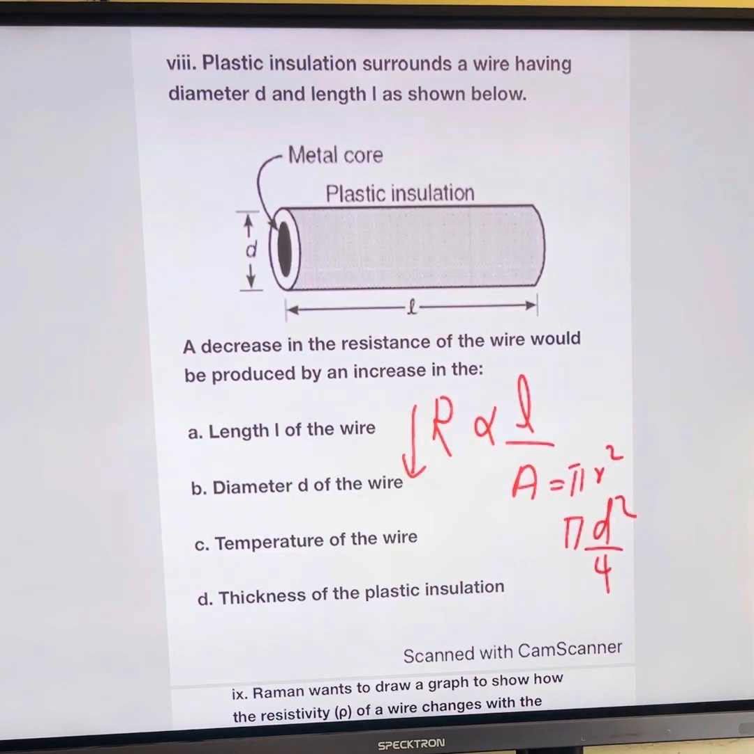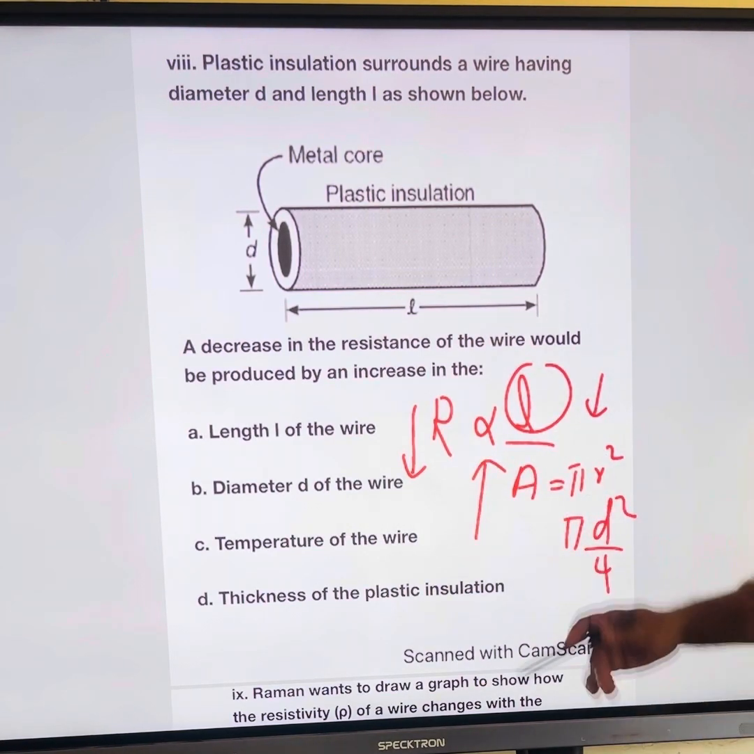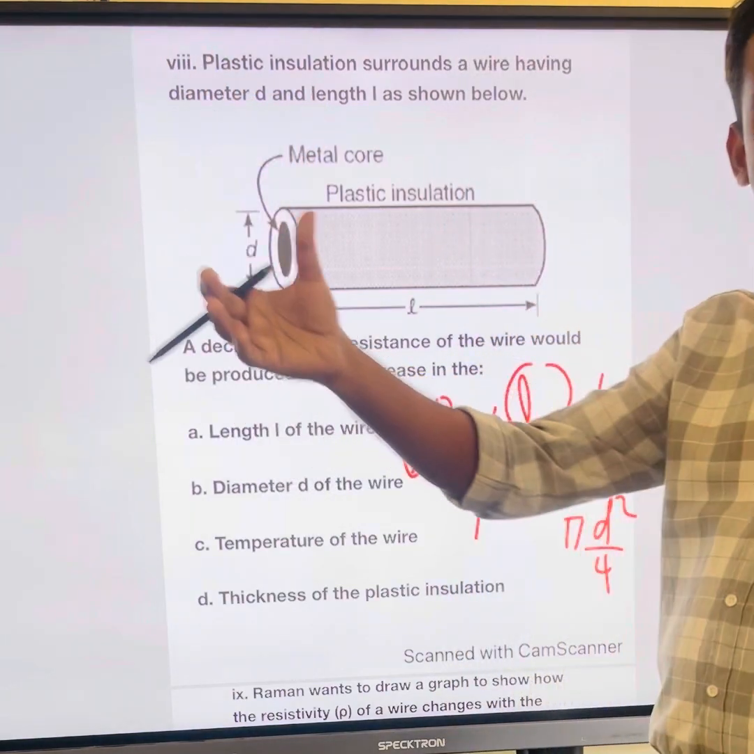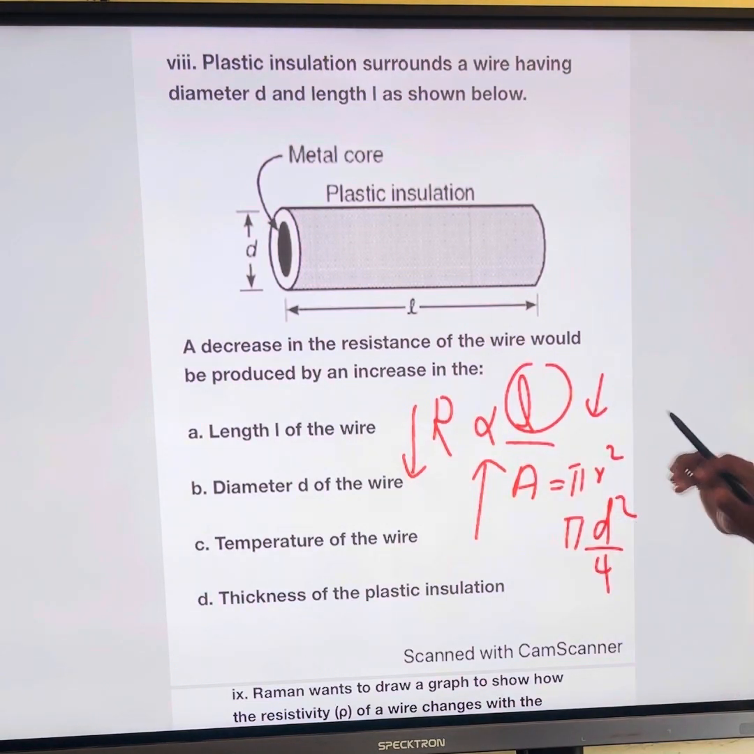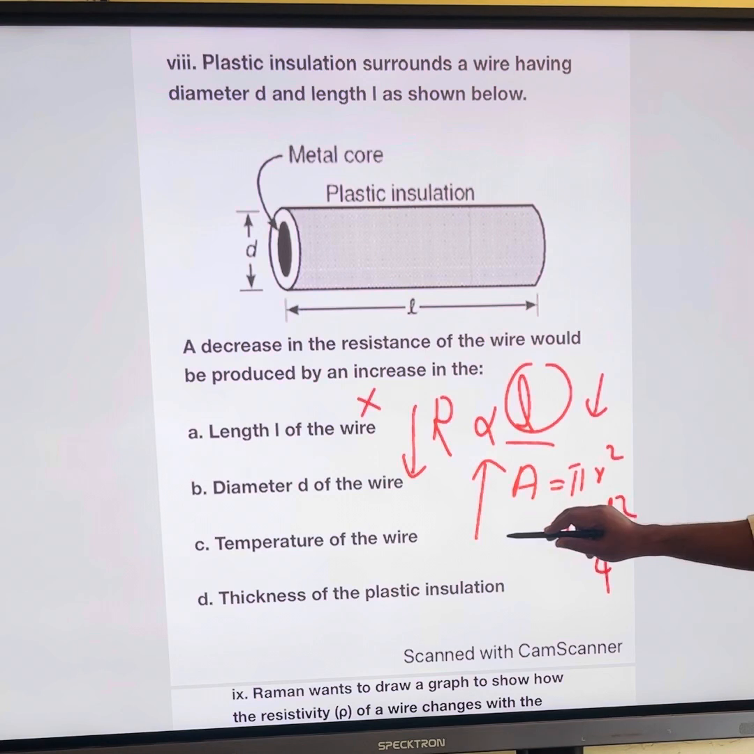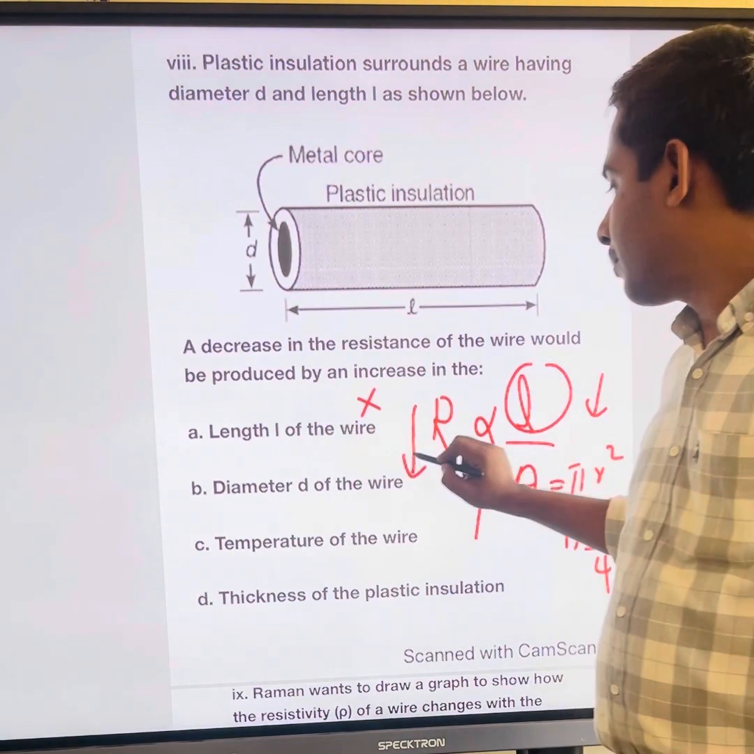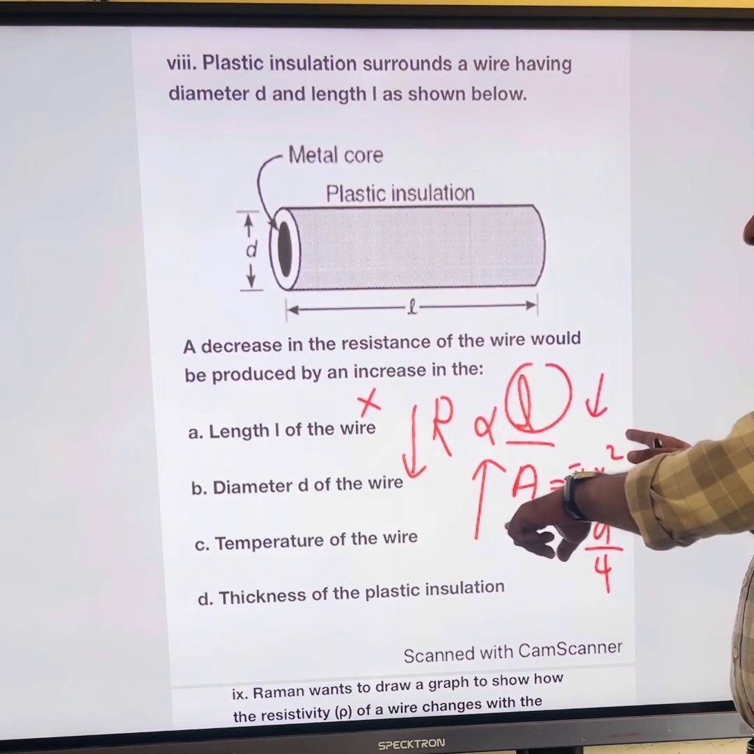Resistance should be less, which means the numerator quantity will be less and the denominator quantity will be more, because the upside part is directly proportional and the downside part is inversely proportional, right? So from this we can say length of the wire increase, no, that should decrease, so that is wrong. Then diameter D of the wire increase, right? Diameter more means definitely resistance will be less, because area and resistance are inversely proportional.